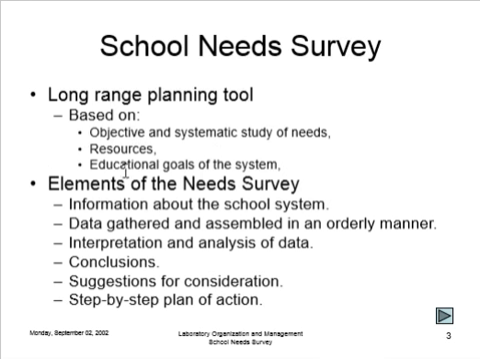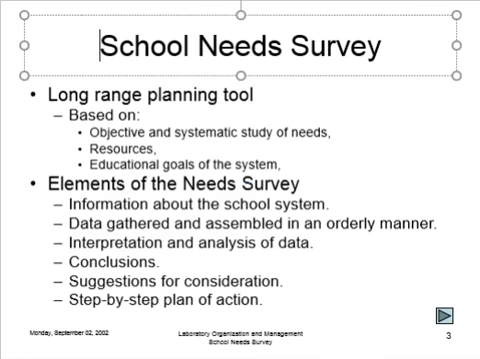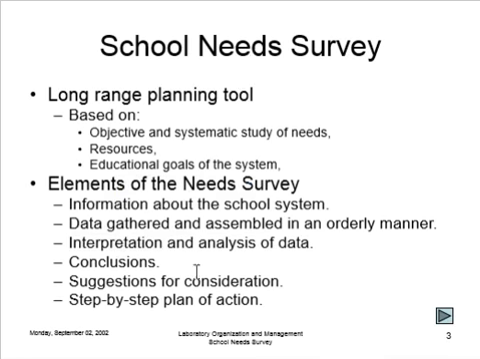It will vary in depth, in subject matter, and in method of execution. However, the needs surveys will all have the following elements. They require relevant information about the school system. They are gathered and assembled in an orderly manner. They include an interpretation and analysis of all pertinent data. They contain a number of conclusions. They contain a set of suggestions for consideration by the relevant authorities, and they have a step-by-step plan of action.